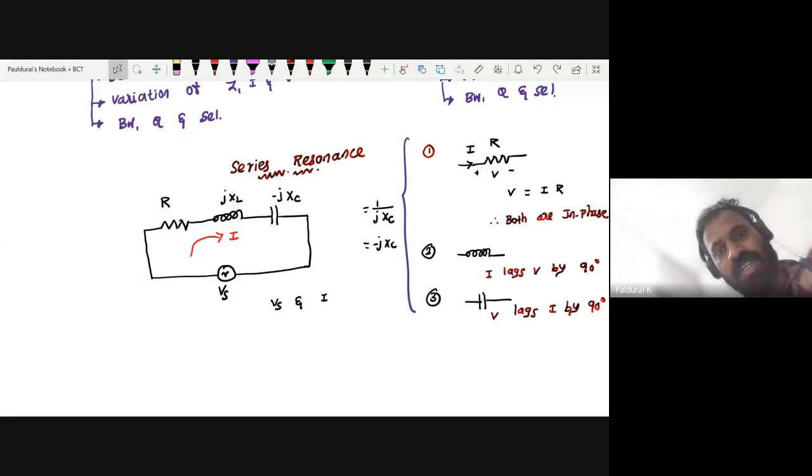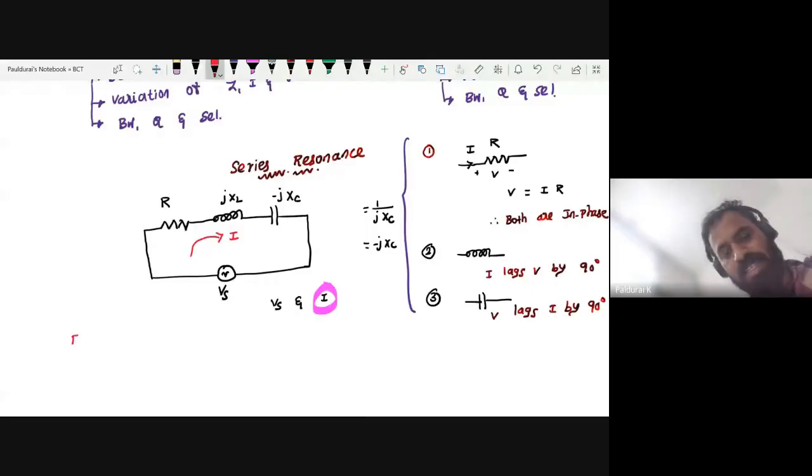So I told you earlier, if you make resonance with your family, or if your father and mother are both in resonance with each other, then you will get maximum happiness, right? In the same way, in this circuit, because of the inductance and capacitance, my applied voltage and current are out of phase, but under some condition both must be in phase. That condition is called resonance.